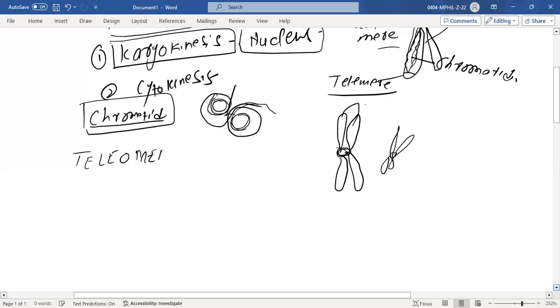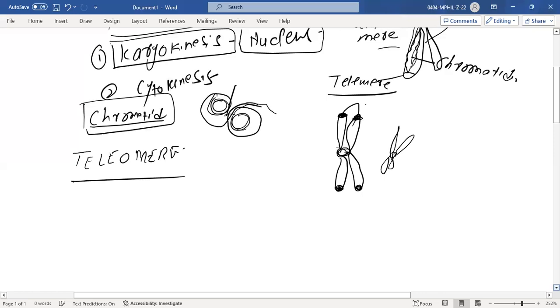Telomere. It is the repetitive nucleotide sequence at the end of the chromatids. What is its function here? These are present like here. This is a telomere. Here you would have a telomere. Here you will have a telomere.